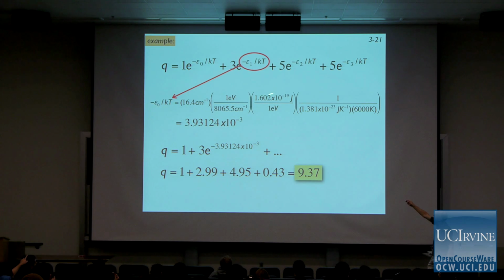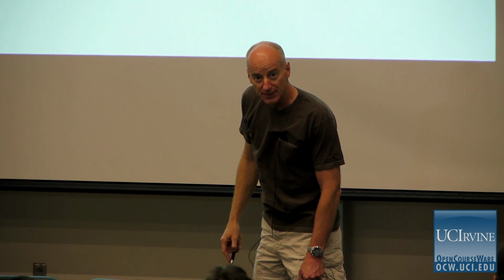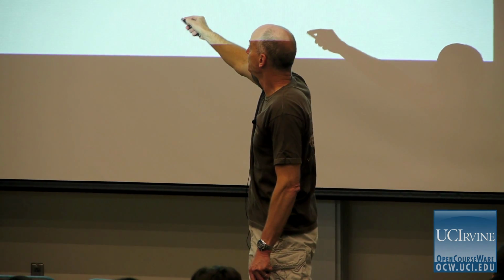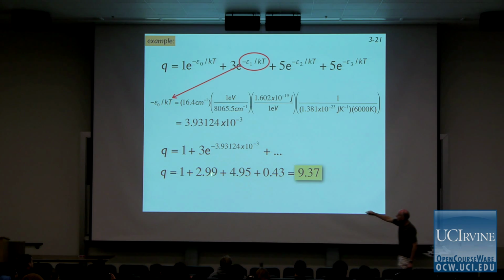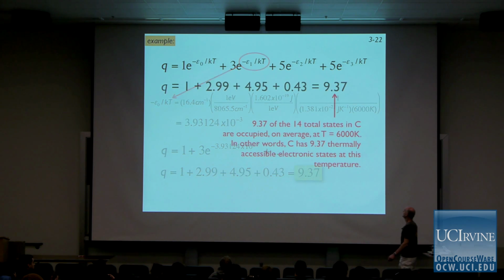And here I'm just doing a unit conversion to get to joules again. So I'm evaluating that term right there. And of course there will be a minus sign in front of this 3.93124 when I put it in that exponent there. Okay, and so it ends up being 2.99. This guy ends up being 4.95. This guy ends up being 0.43. I add them all together to get the partition function. I get 9.37 as the answer for the partition function.